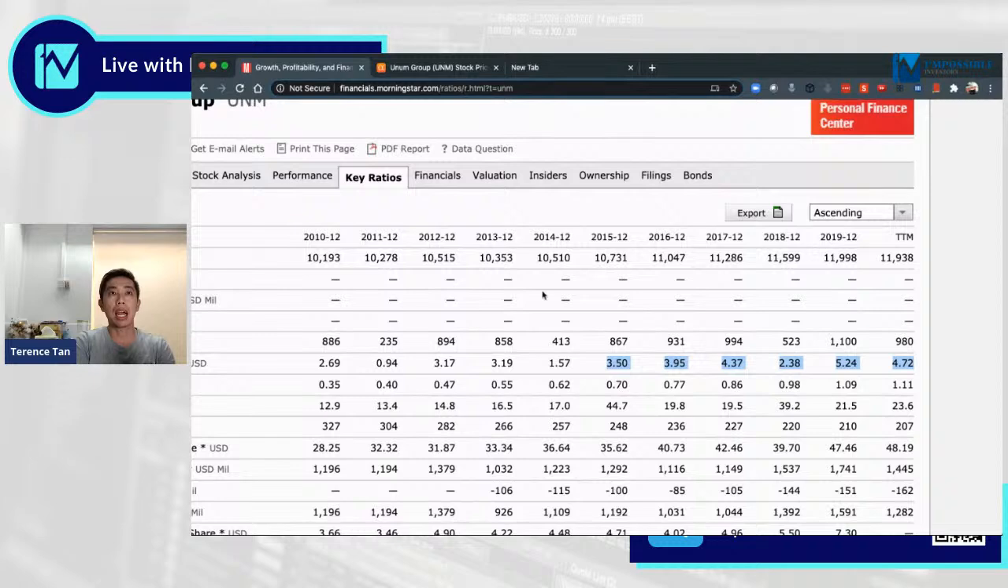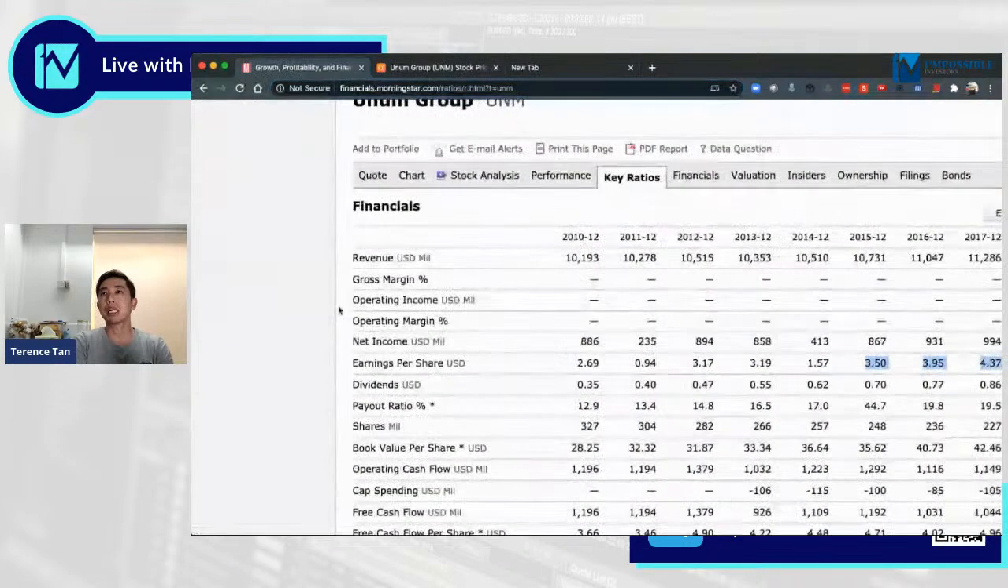One thing I really like over here is the PE ratio. The PE ratio of this particular company is really, really low right now. Let's have a look at it.